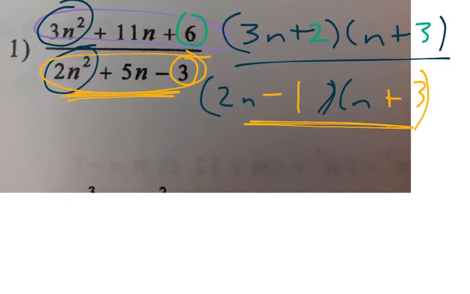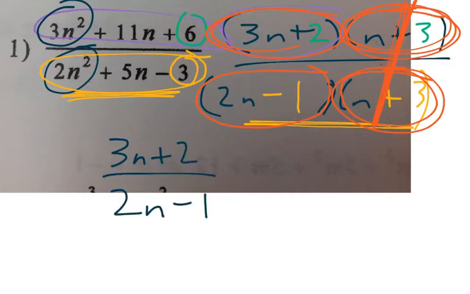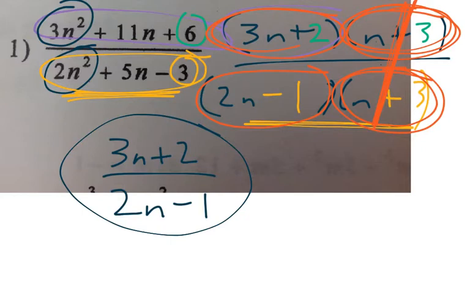So, once you have it factored, guys, look at what I have over here. I have 4 binomials, right? But if you look on the right side here, see how I have n plus 3 in the numerator and n plus 3 in the denominator? Well, anything divided by itself is 1. So in essence, they cancel out. And my final result is just going to be 3n plus 2 over 2n minus 1. And that's how you simplify these.